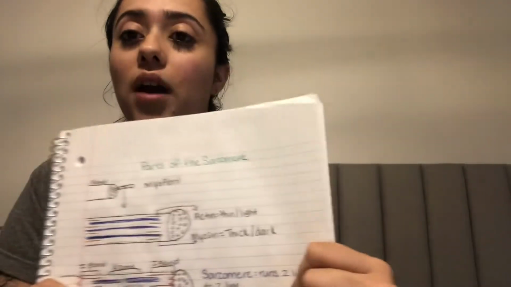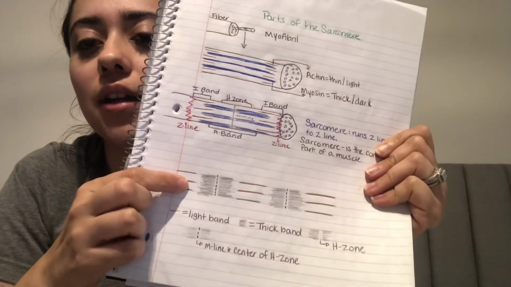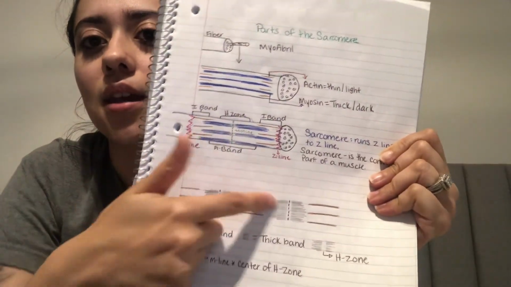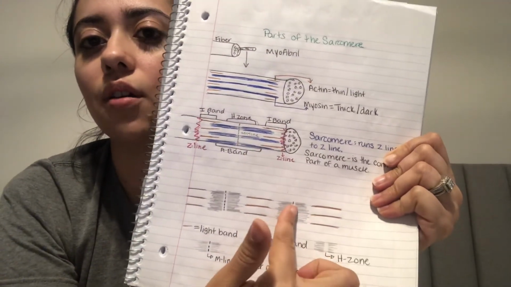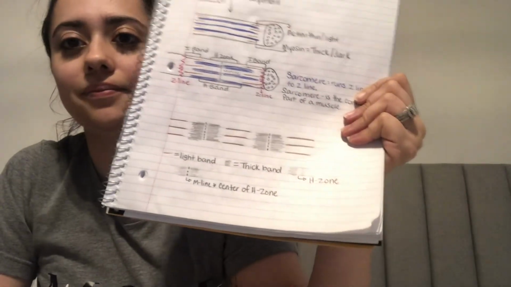The sarcomere runs, like I mentioned, from Z line to Z line. And then what the sarcomere is, it's the part that contracts the muscle. And here I kind of broke down what it means down below. Lighter lines are the actin, myosin. The center part is the H zone with the middle center there, the M line.